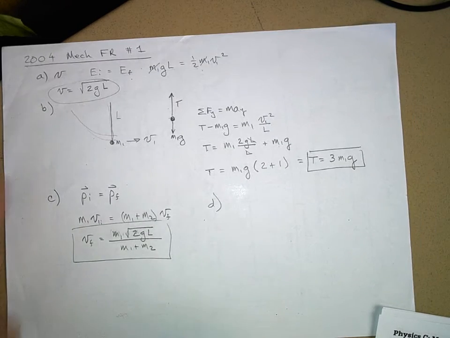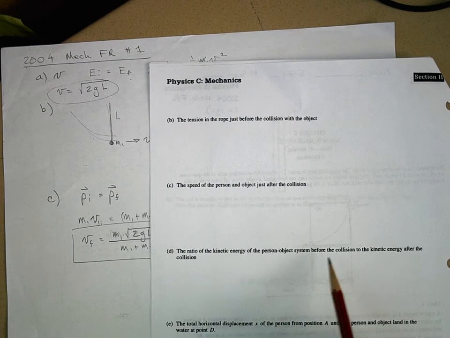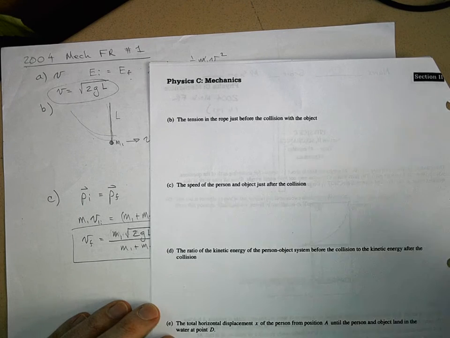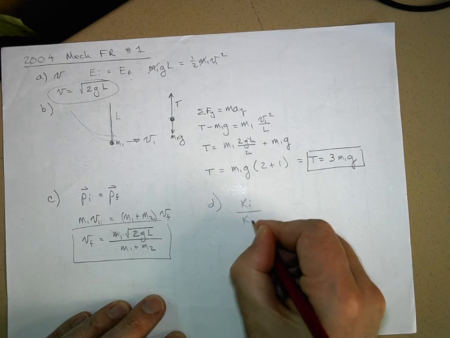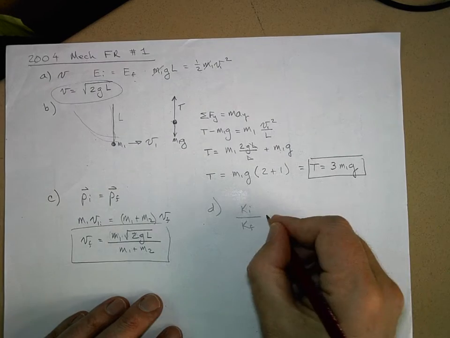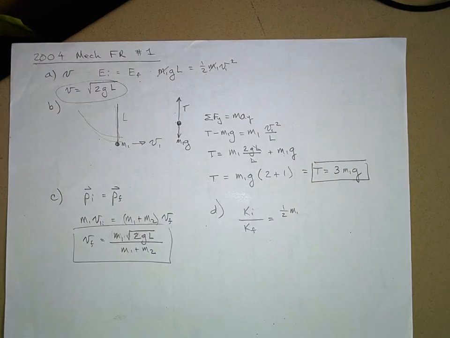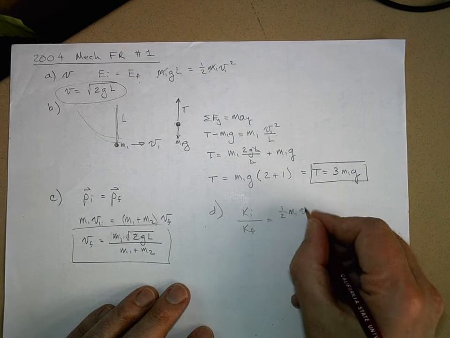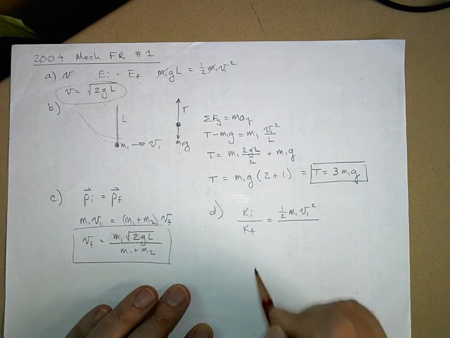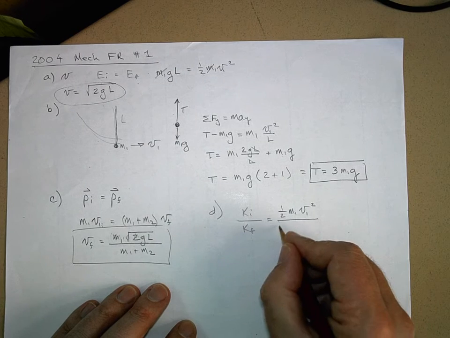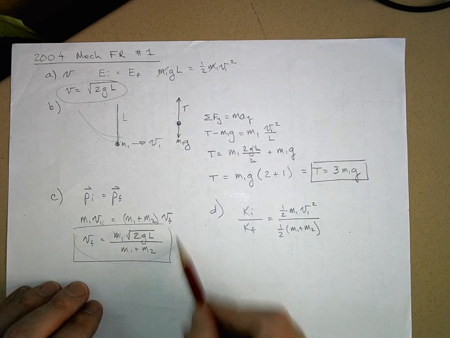Part D says, the ratio of the kinetic energy of the person-object system before the collision to the kinetic energy after the collision. So the kinetic energy before over the kinetic energy after, the initial and final. Well, before, you just had 1/2 M1, and the only thing moving was the person on the rope. So that's that V1 squared, which is going to be, again, this over here, divided by the final, which is 1/2 times M1 plus M2, times this whole mess squared.